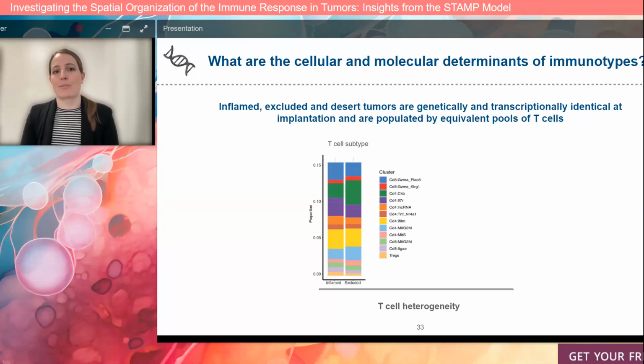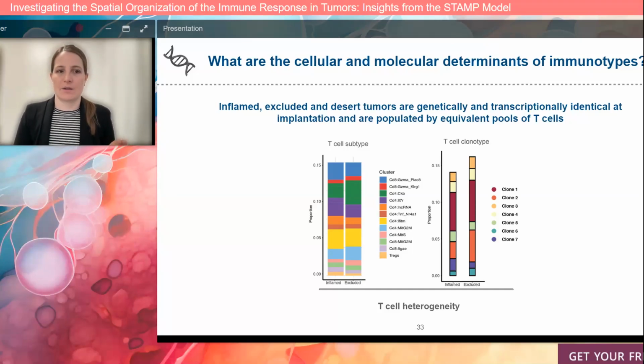And what you can see is that proportionally, there's very similar representation of the different clusters of T cells. And so when we look at the 12 different subtypes of T cells, we also classified the clonotypes. So here I'm showing the top 7 most abundant clonotypes. We can identify all of these types of T cells in both excluded and inflamed tumors, regardless of immunotype. So this suggested, again, that T cell heterogeneity is likely not the driving cause that is patterning the different immunotypes.